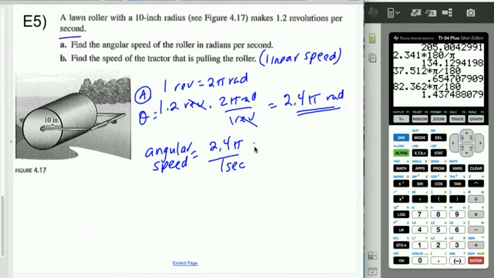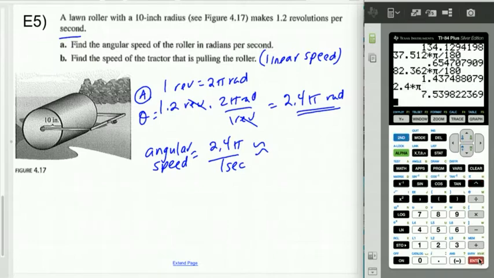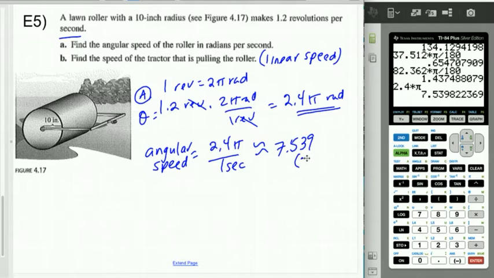Now, I could leave my answer like that, or you could type in what 2.4 pi is if you wanted. Technically, 2.4 pi is a more accurate answer, but if you're actually talking about measurements, a lot of times people want a decimal value. So it's either going to be 7.539 or 7.540 radians per second, or you could write it as 2.4 pi radians per second. Either of those answers would be fine.